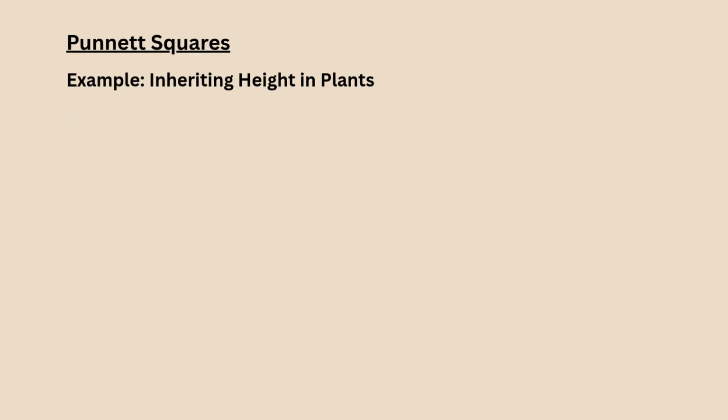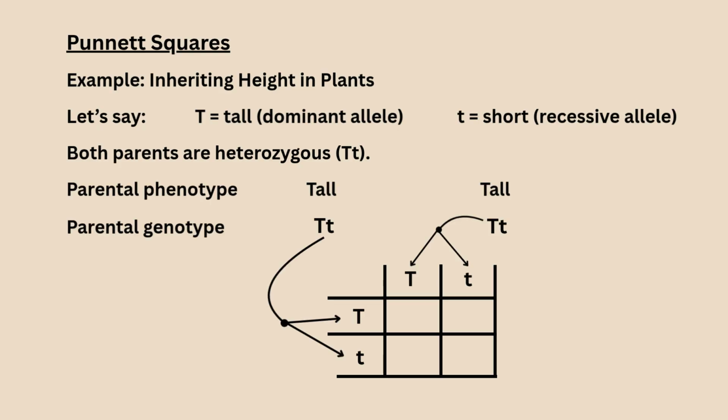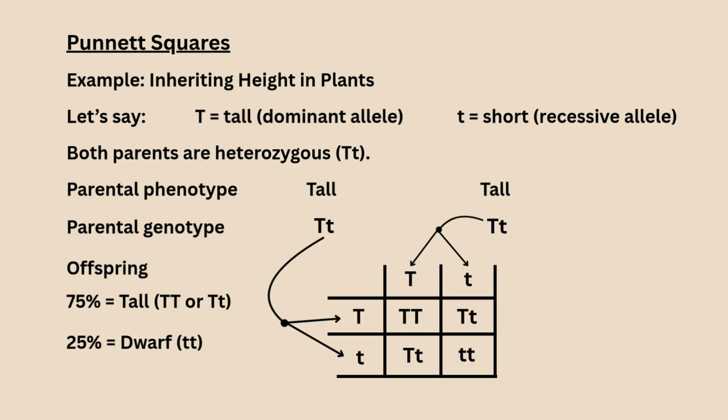We can use a Punnett square to investigate inheriting height in plants. So a big T is the allele for tall and a little t is the allele for short. If both parents are heterozygous, so we've got a big T, little t, when we put down the genotypes of the parents, we can then fill in the Punnett square. So the big T and big T makes big T, big T and little t, and then finally little t and little t. And overall the offspring will end up being 75% tall, so that's big T big T or big T little t, and 25% dwarf, which is little t, little t.